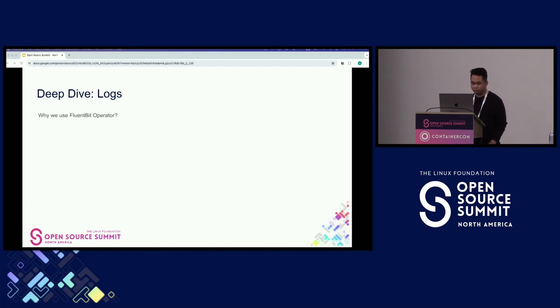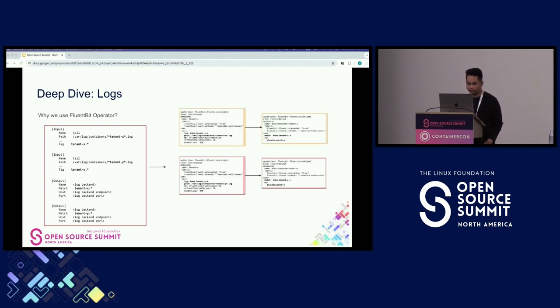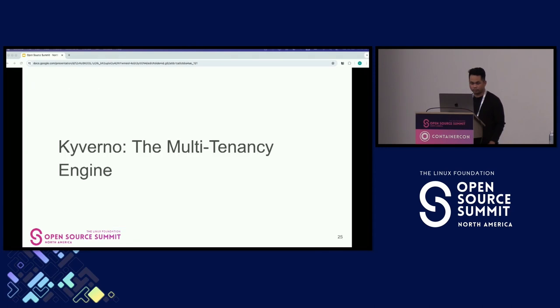And then why do we use the Fluent Bit operator? If you are familiar with Fluent Bit, there is a single configuration file, and the format is very unstructured. It's not JSON or YAML. So we need a solution where we can easily add and remove tenant pipelines. That's why we don't directly manage this configuration, but we choose to use the Fluent Bit operator. So we can just add and remove the CR, the object in Kubernetes. And we choose Fluent Bit because of its high performance and high throughput with low resource consumption.